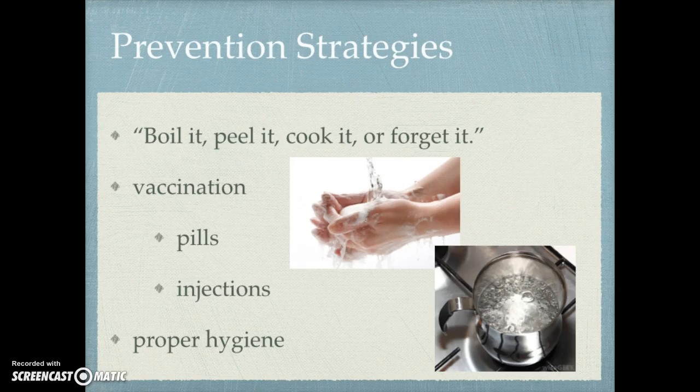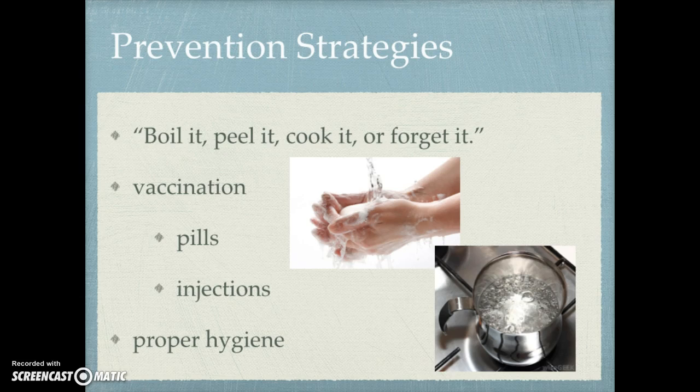Some prevention strategies against acquiring typhoid are to boil it, peel it, cook it, or forget it. If you have water that you're not sure is clean, boil it at a rolling boil for at least 1 minute. If you're having produce from an area that you don't know is clean, peel it and discard the peelings. You can cook your food thoroughly and eat it hot to make sure that it doesn't have any bacteria in it. Or forget it. If you're not certain something's clean, just don't eat it and don't risk getting typhoid.